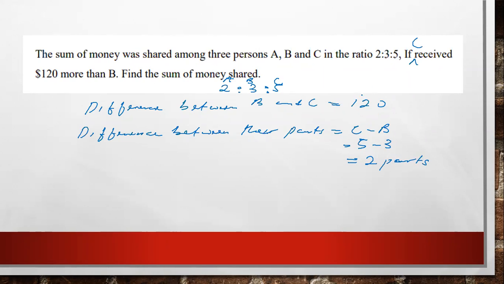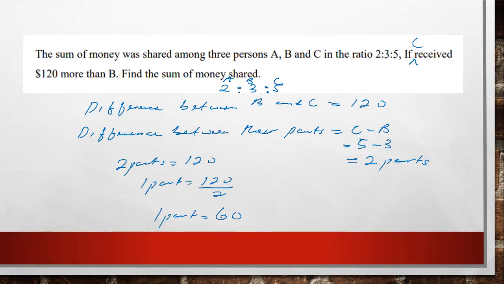And the difference of the money would be 120. What will I do with the 2 parts and 120? 2 parts equals 120, so one part is 120 divided by 2. One part will give me 60. We good so far?